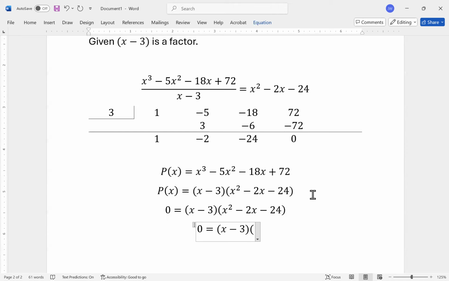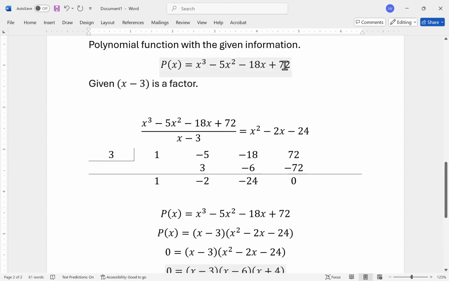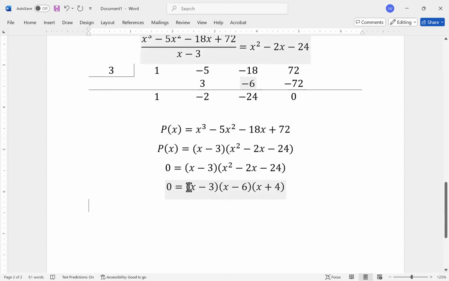That quadratic factors into x minus 6 multiplied times x plus 4. Negative factors of negative 24 that add to negative 2 are negative 6 and 4. So that quadratic will factor into x minus 6 times x plus 4. Now I can see my polynomial function's output is factored into 3 linear pieces.